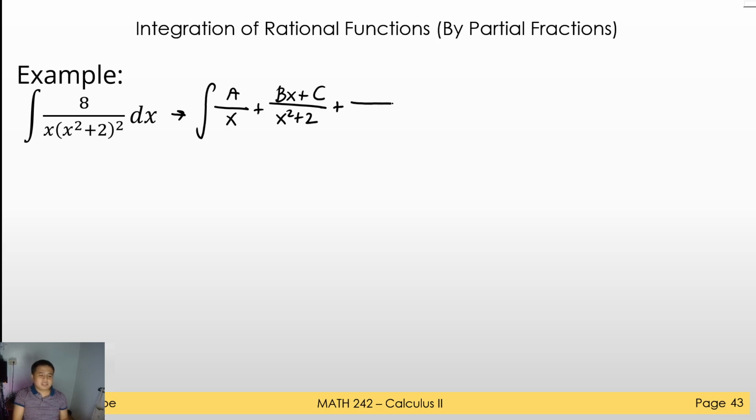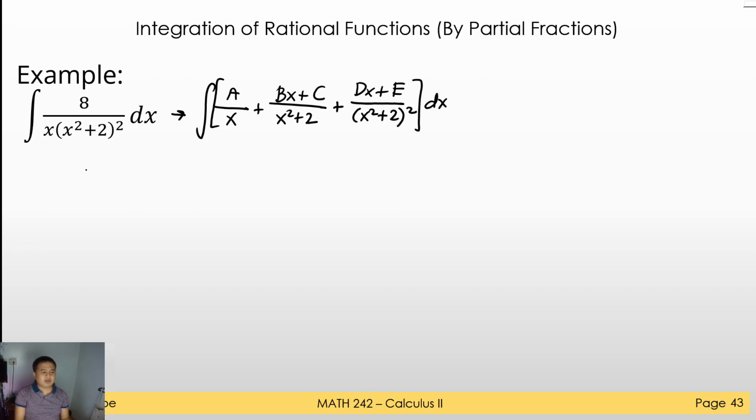And then since this is repeated, you have to also take into account x squared plus 2 squared and then Dx plus E. So it looks like it is a short one, but this is actually a long computation, a long integration using partial fractions.